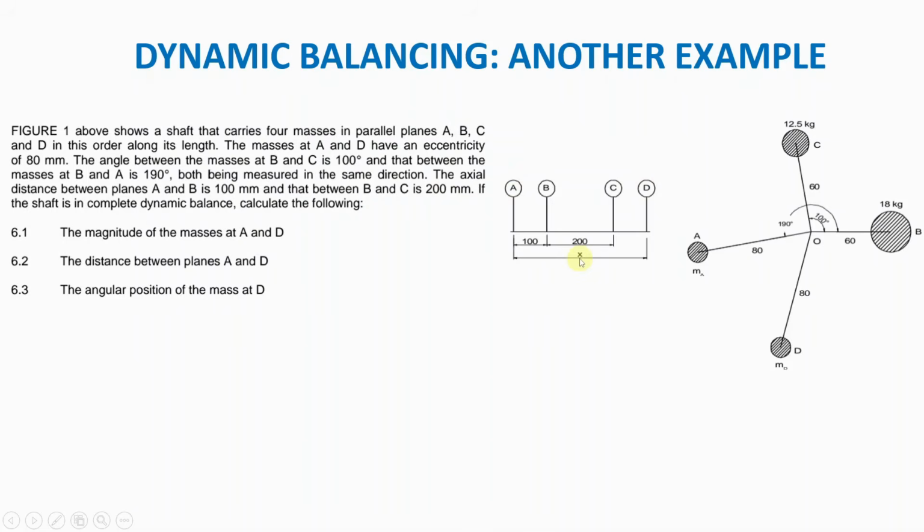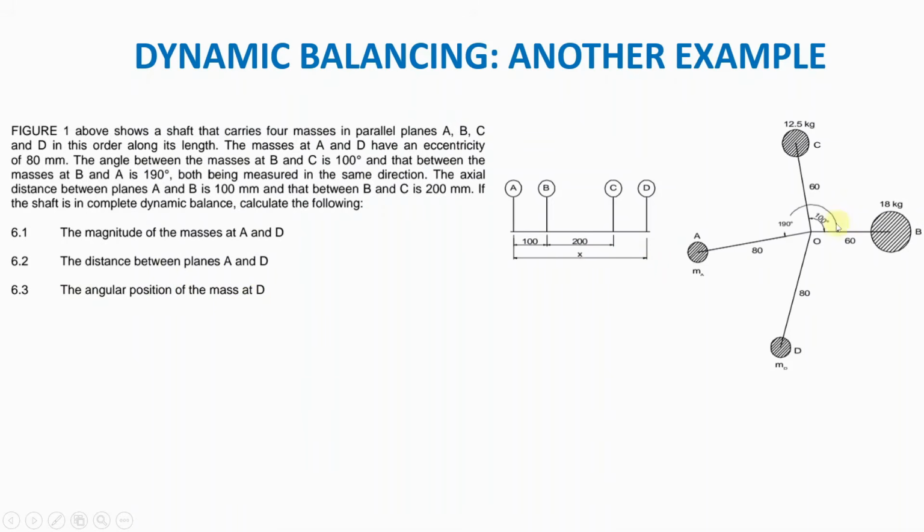They didn't give a value for it. You're gonna have to find it. So question 6.1, you need to find the magnitude of the masses A and D. 6.2, you need to find the distance between planes A and D, that distance X, which is here. And then finally, you need to find the angular position of the mass at D.